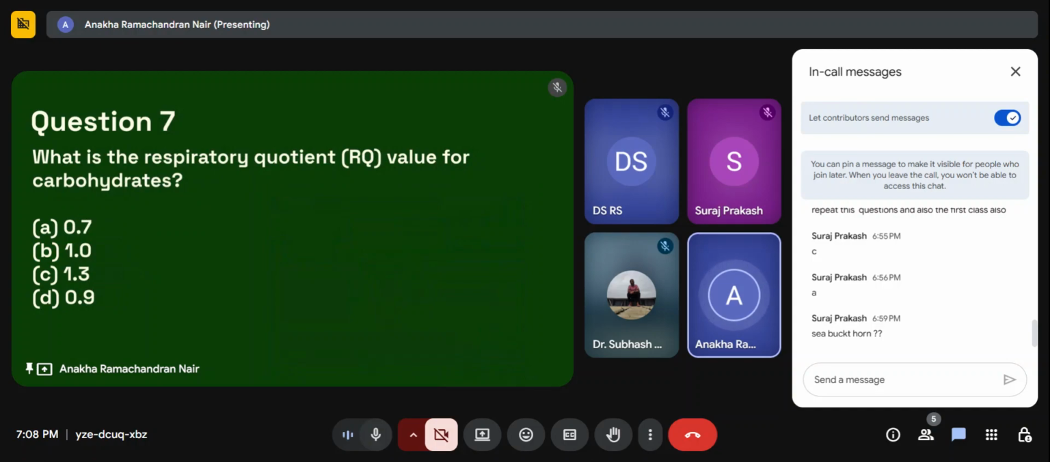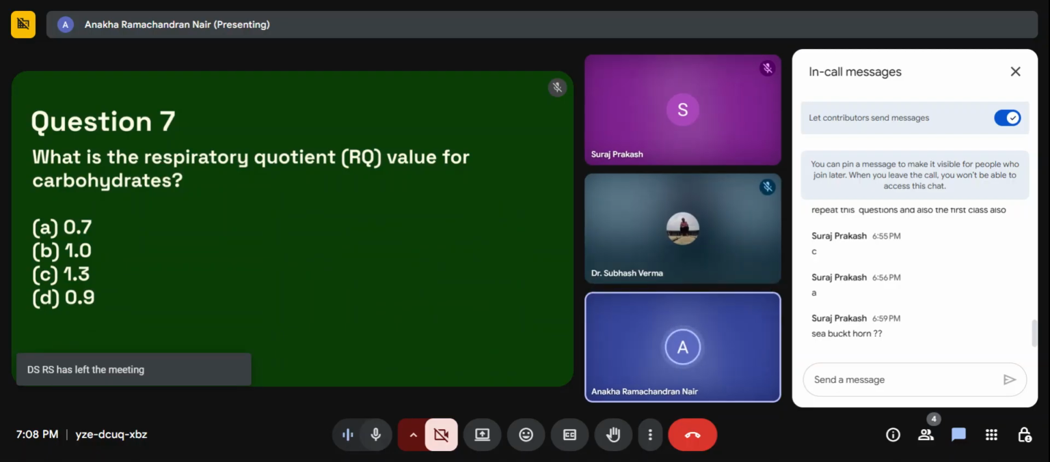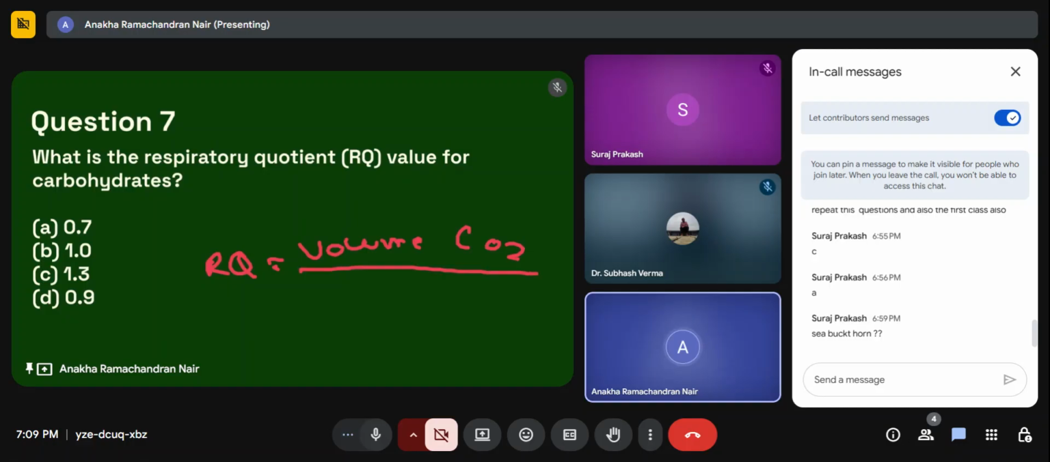Question number 7 is what is the respiratory quotient value for carbohydrates, right? So respiratory quotient, as the formula states, is the volume of CO2 that has been evolved by the reaction divided by the volume of oxygen that was used for the reaction, right? So they're asking you what the respiratory quotient value for carbohydrates is. Any guesses?